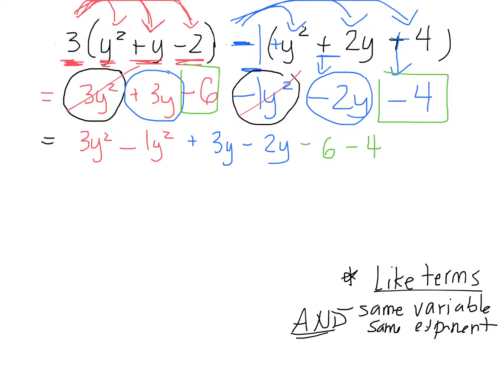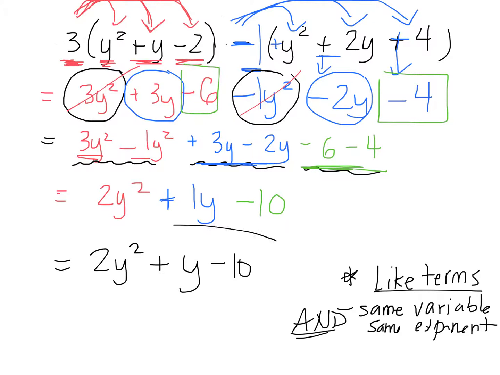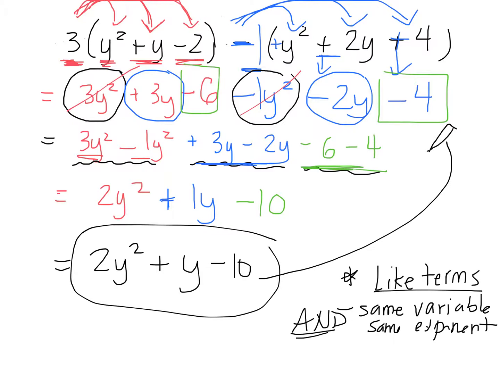Okay, simplify. You guys do the last part. Now we know we can add those together, we can add those together, and we can add those together. Or subtract. What's 3 take away 1? 2y squared. What's 3 take away 2? Positive 1. If you don't put a sign there, it's wrong. What's 3 take away 2? It's 1, so it's positive 1. Negative 6 take away 4 is 10. So your final answer should be 2y squared plus y take away 10, and that is the simplified version of the original question.